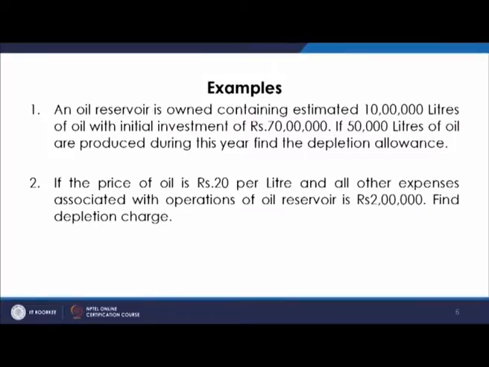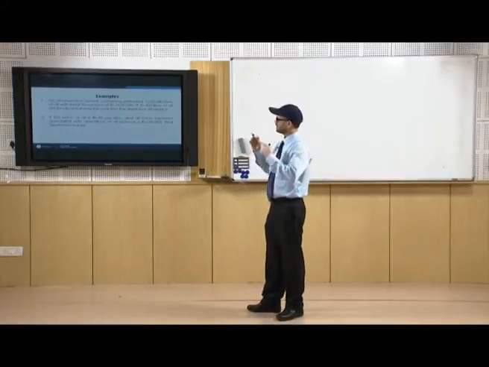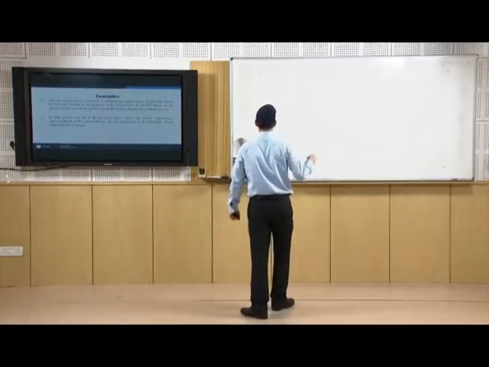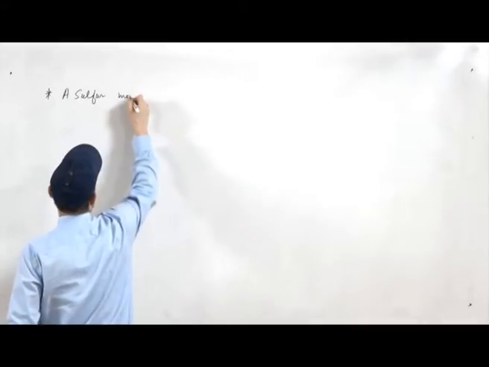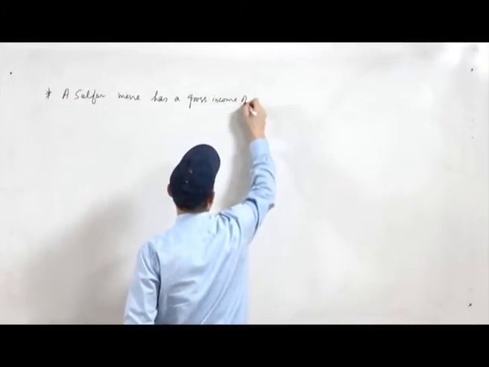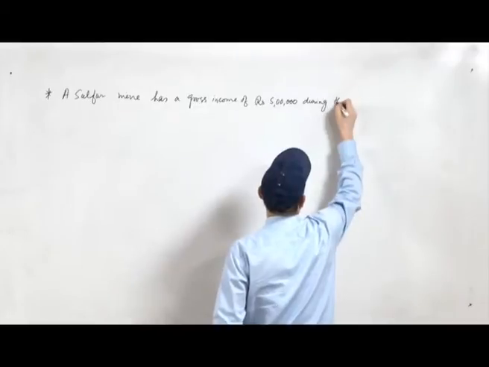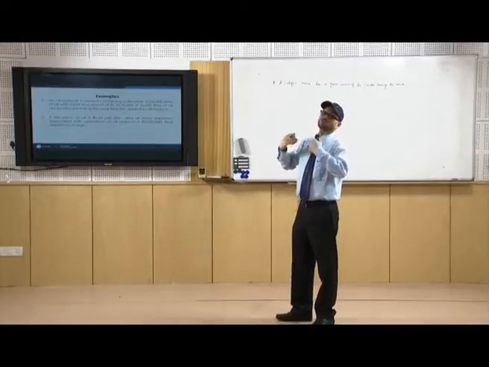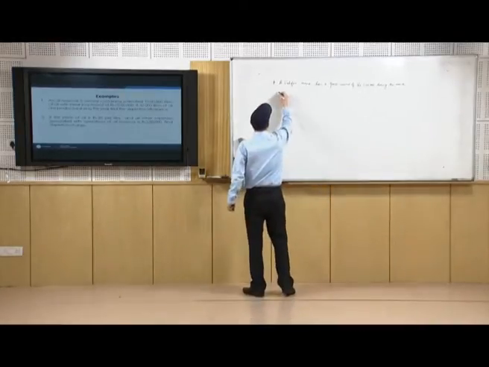We can have a look at that case in which there will be active consideration of the fact that how the 50% of the taxable income can affect the value of the depletion allowance. Now, let us take an example that a sulfur mine has a gross income of rupees 5 lakh during this month. So, a sulfur mine is there which has sold the sulfur and it has generated an income of rupees 5 lakh.